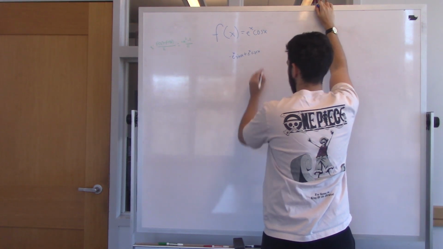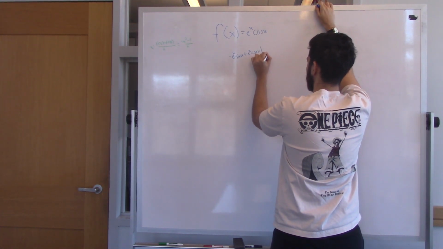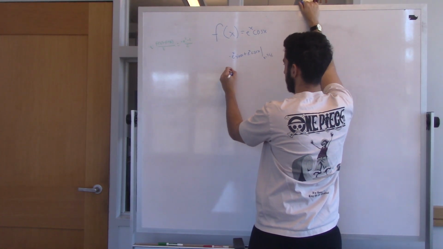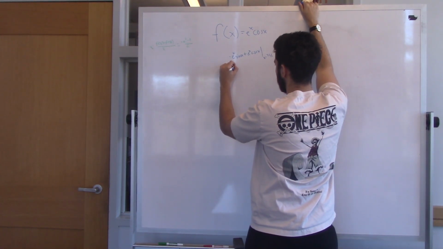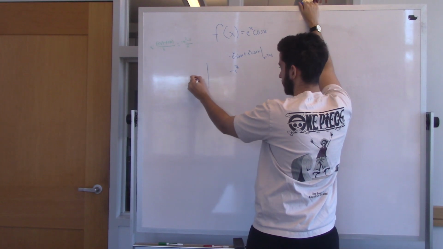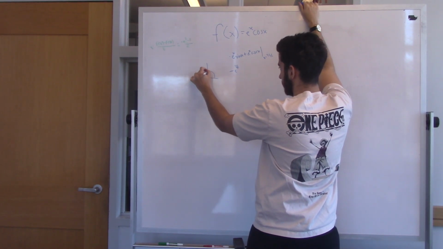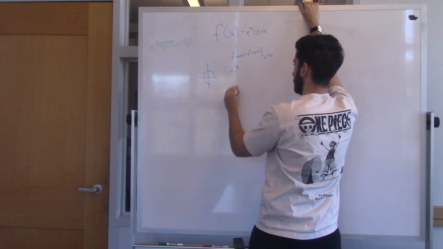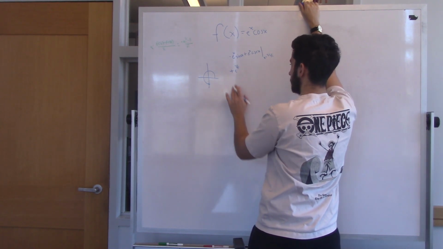Okay, now we're going to plug in x equals 3π/2. So we get negative e^(3π/2), it's just some value, times sine of 3π/2. Okay, let's look at our unit circle. 3π/2 is down here, so sine is going to be -1, so it's going to become positive, right?